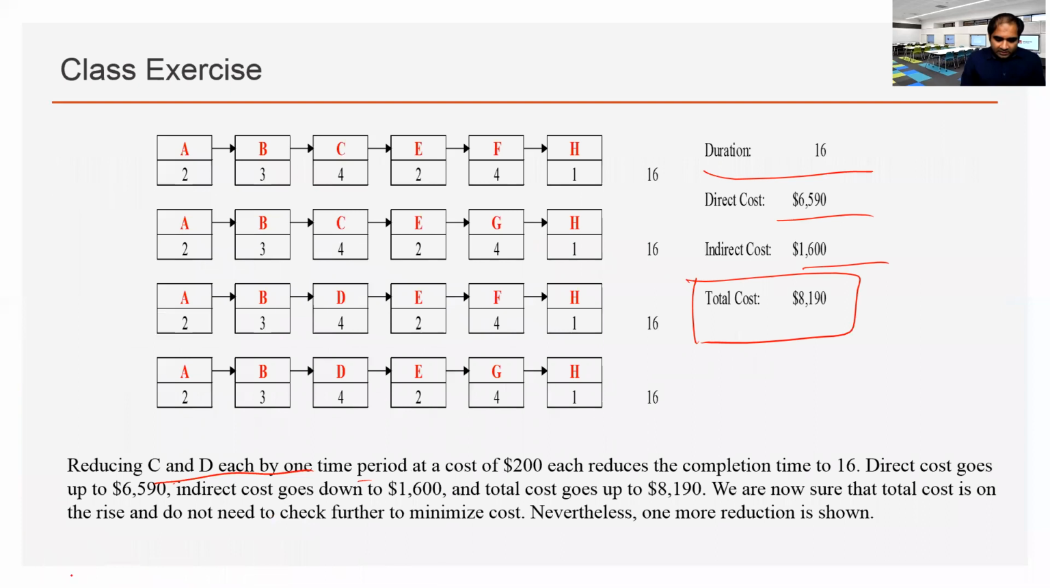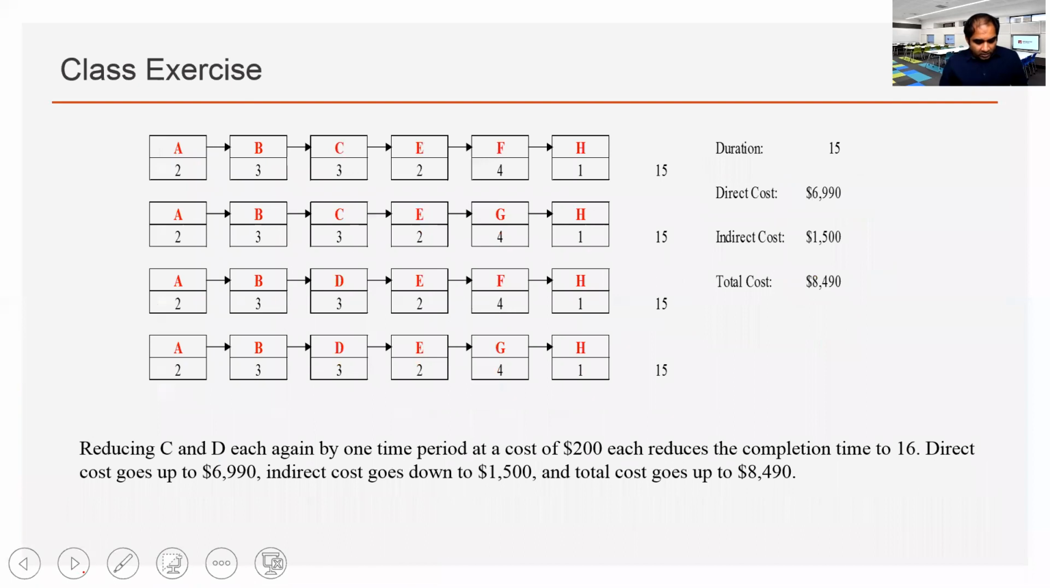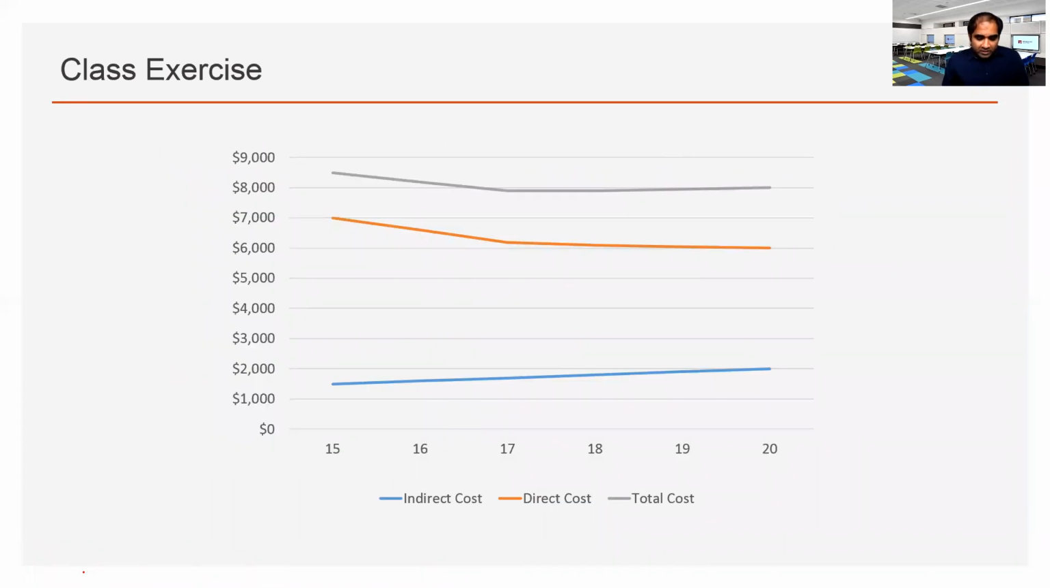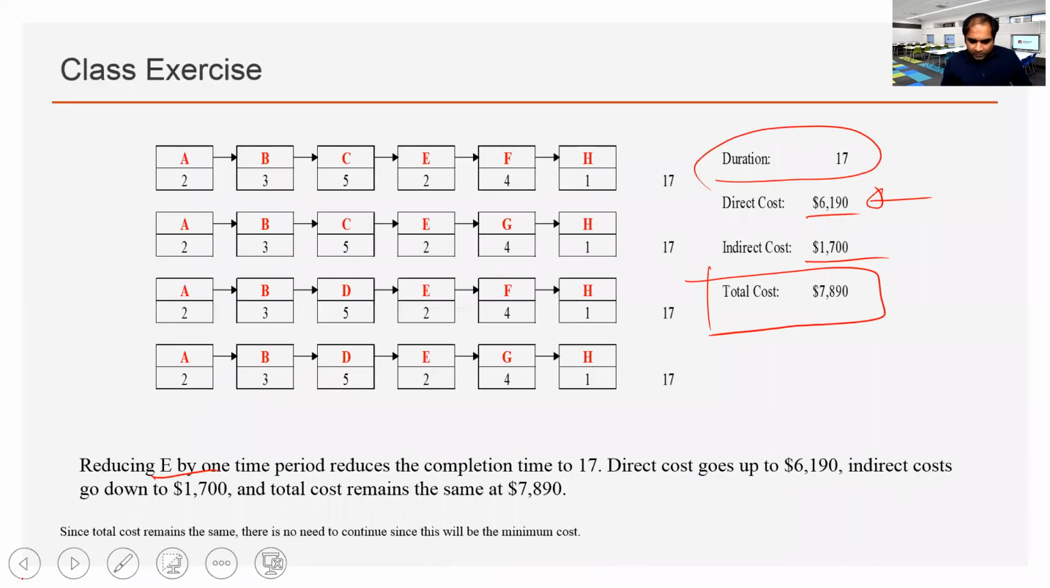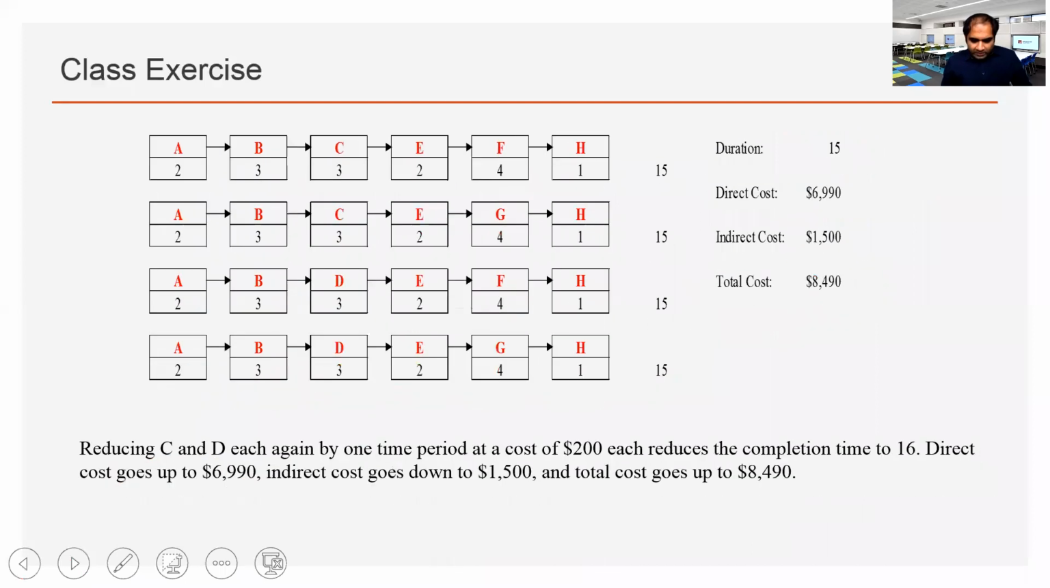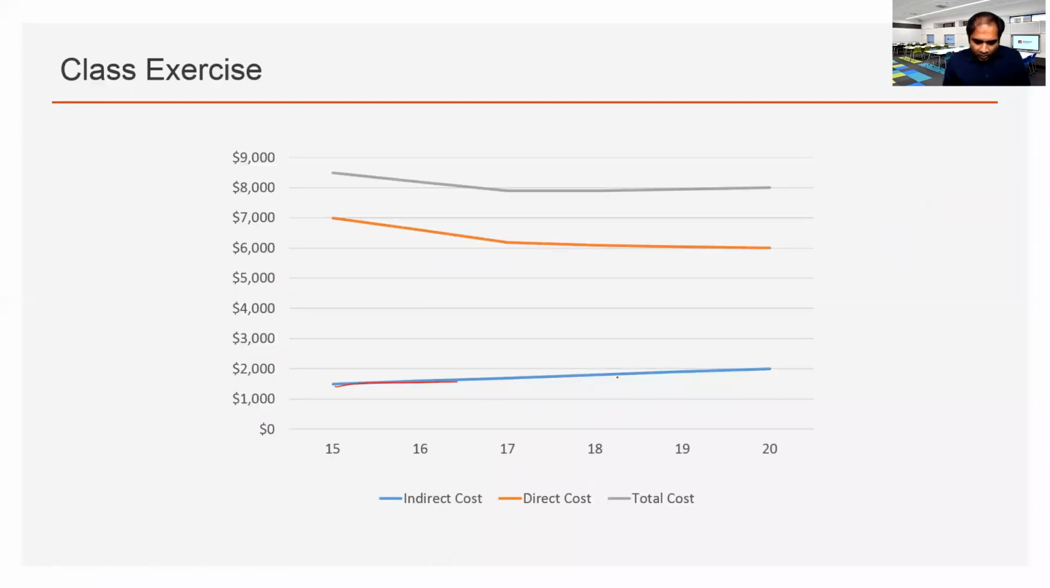So here, either C and D, or we can also try C and G. Both are okay, but in any case, we will see from the optimum point. Which one was our optimum point? 17 days, right? From the optimum point, if we start plotting, this is indirect cost, and then we have the direct cost and the total cost. This is the optimum point for 17 days. Anything lower than 17, the project cost will increase.